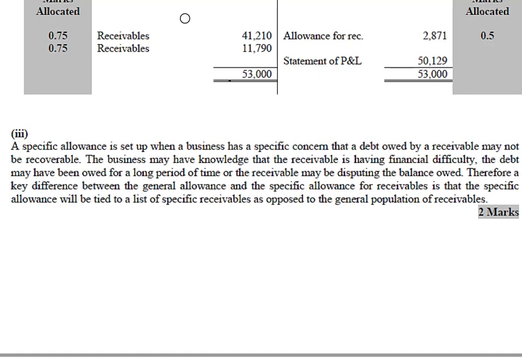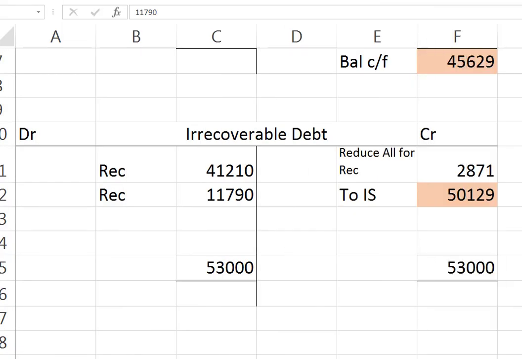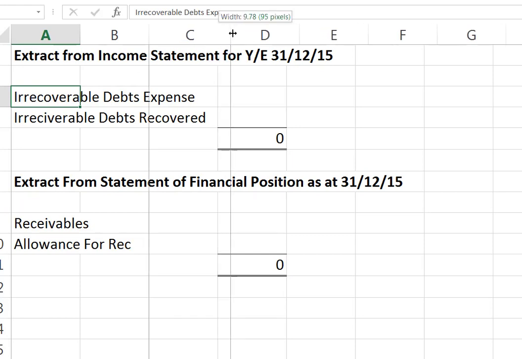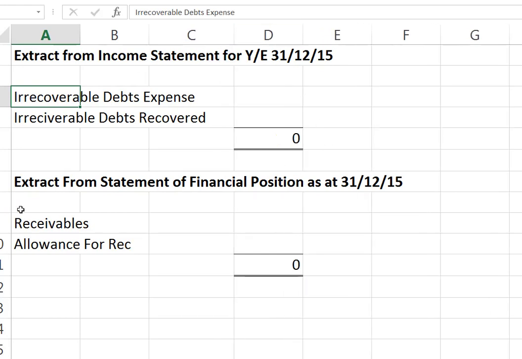Okay. Final question then was to show your extracts from the statement of financial position and the income statement. So I'm just going to click down here to my extracts. So what would I see in my extract for the income statement for year ended 31st of the 12th? I want to see my irrecoverable debt expense, and I want to see my irrecoverable debts recovered. Okay, and in my extract from the statement of financial position, I want to see my receivables and I want to see my allowance for receivables.